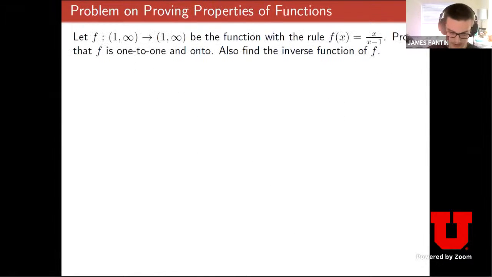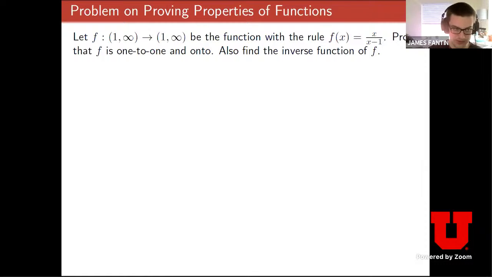We've got about 6 minutes left, so we can get most of the way through this one. Here we're working on proving properties of functions. We've got the function f defined from the interval 1 to infinity, with the rule that f of x is equal to x over x minus 1. We need to prove that f is 1-to-1 and onto. Then we also need to find the inverse function of f, because we know that if a function is 1-to-1 and onto, then it's bijective, and then it has a well-defined inverse.